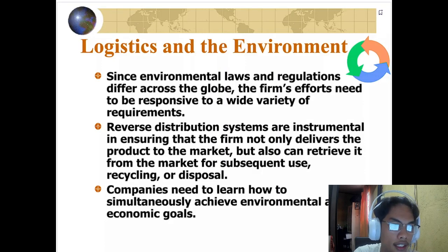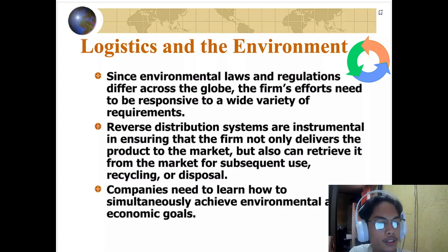So, lastly, logistics and the environment. Since environmental laws and regulations differ across the globe, the firm's efforts need to be responsive to a wide variety of requirements. Reverse distribution systems are instrumental in ensuring that the firm not only delivers the product to the market but also can retrieve it from the market for subsequent use, recycling, or disposal. So companies need to learn how to simultaneously achieve environmental and economic goals.